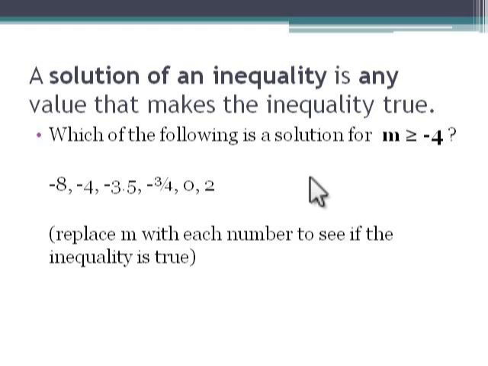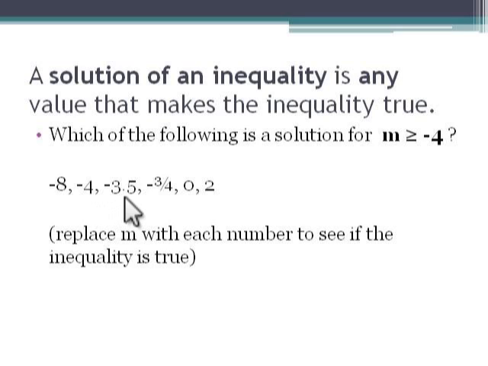Let's remember what we learned in chapter 1. If a number is farther left, it's smaller on the number line. If it's on the right side, then it is larger. If you looked at where negative 8 was and negative 4 was, negative 8 is on the left, so it's smaller. So this would not be a solution. How about negative 4? Negative 4 is greater than or equal to negative 4. Well, negative 4 is equal to negative 4. And since it can be greater than or it can be equal to, negative 4 would be a solution.